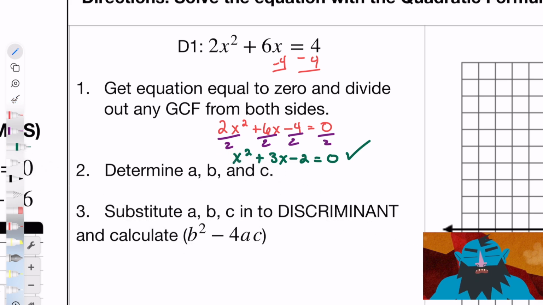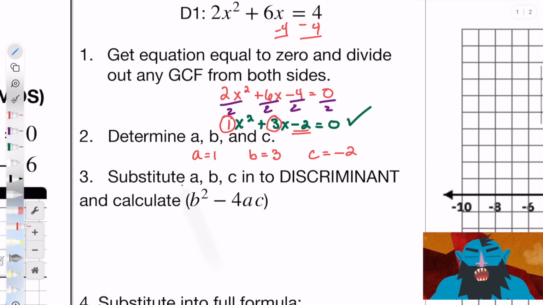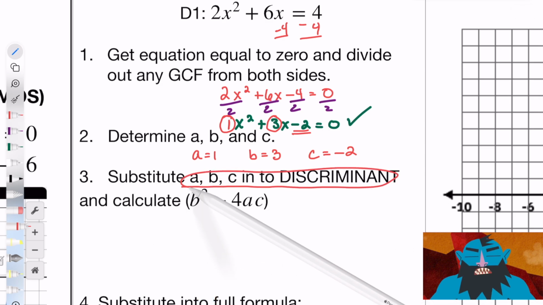And a, b, and c, once you're in standard form, it's a piece of cake. Because a is what's out in front, it just goes a, b, c ordered. b is what's in front of the linear term, the x, or the coefficient of the linear term. And then c is your constant, right there, the negative 2. Step 3, now we're going to calculate the discriminant. So we're going to plug in our b and our a and our c, and we're going to figure out what that discriminant is equal to.